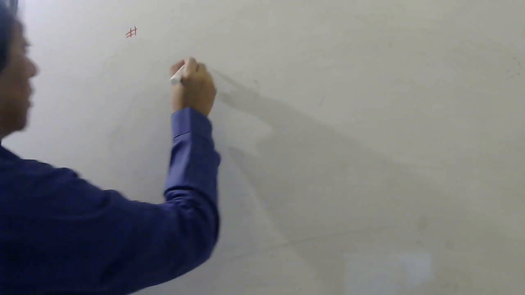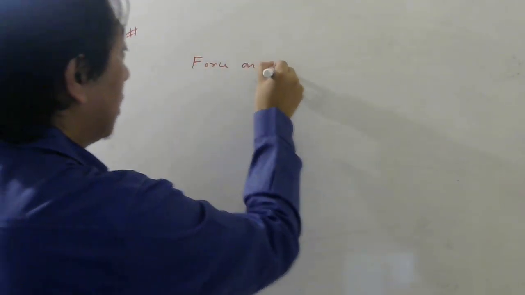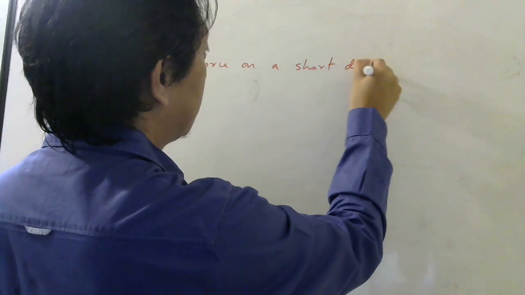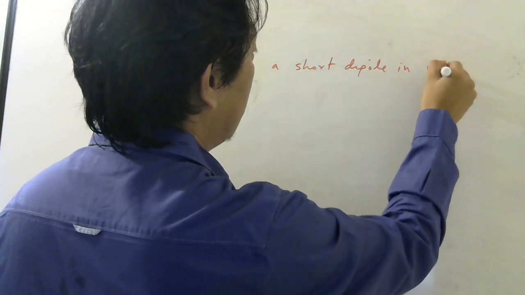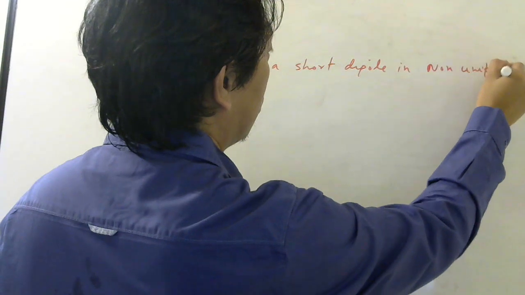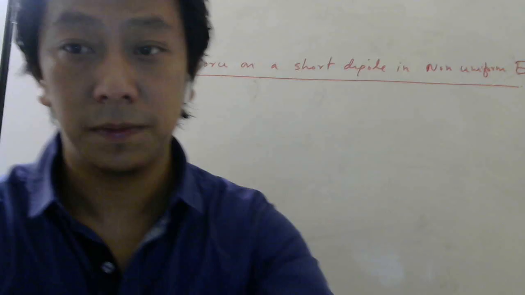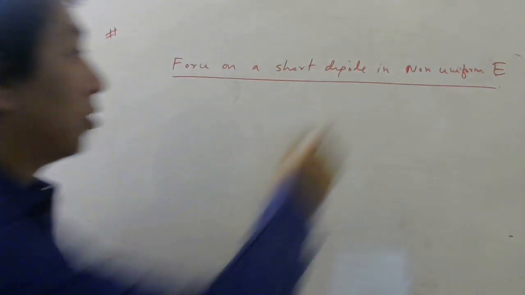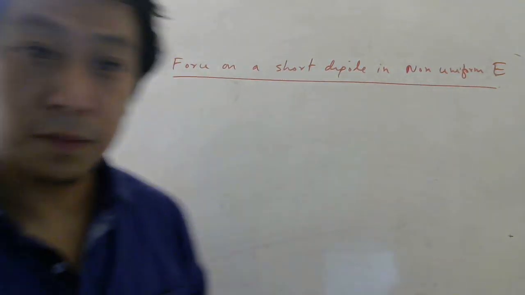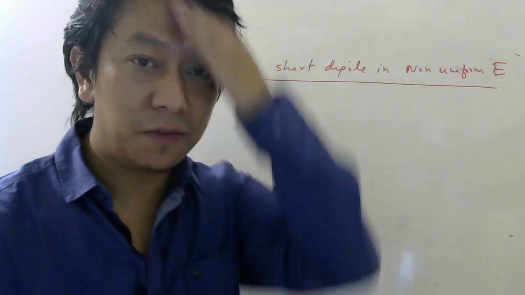Now let us see what next is the topic in our EPL. So the next topic is additional concept for entrance, and the topic is force on a short dipole in non-uniform electric field. Non-uniform, because if it was uniform, force on the dipole will be 0. Net force, okay? When we say force, it means net force, right?